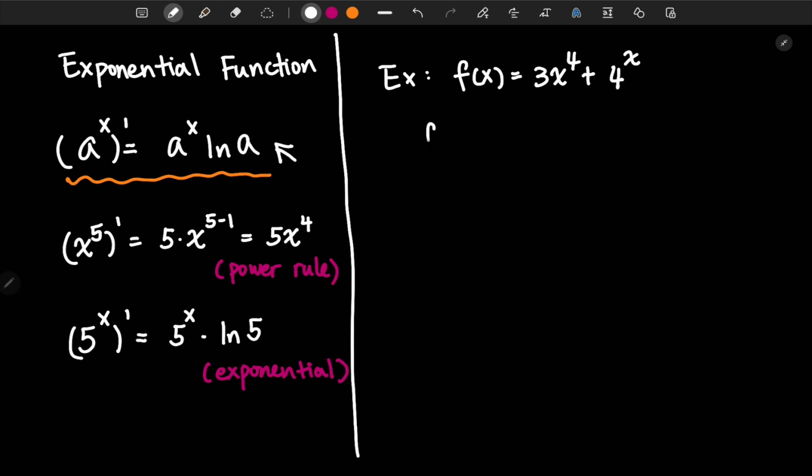What's f prime of x? For the first part, we want to use the power rule, and that gives us 12 times x to the 4 minus 1 power, so x to the 3rd power, plus the second part, where we want to use the exponential rule, which is going to be 4 to the x times ln of 4. And this will be our answer to this question.